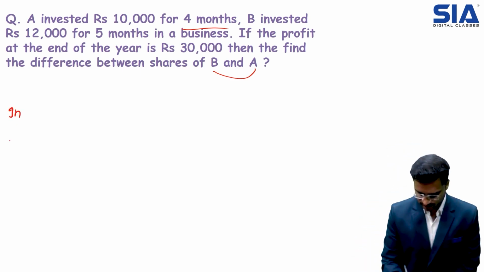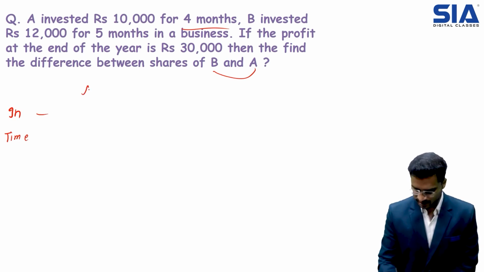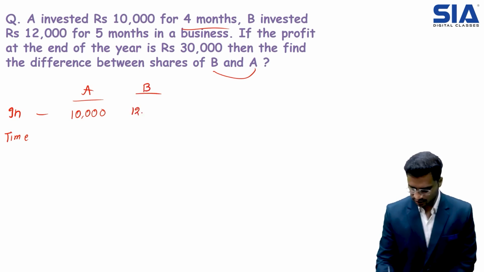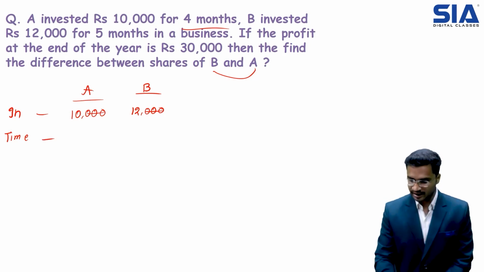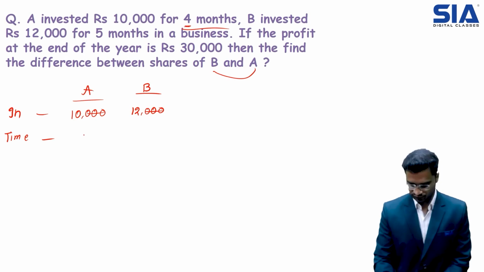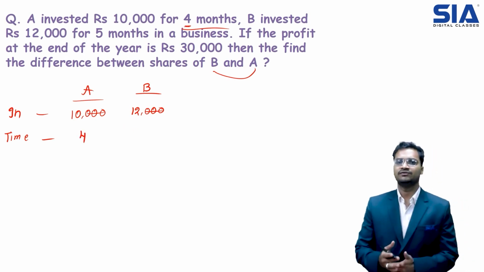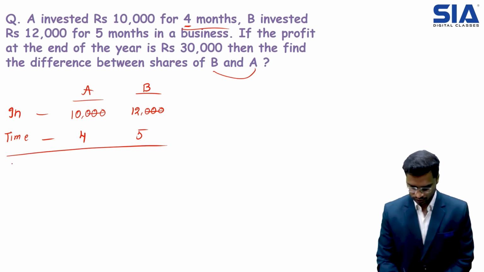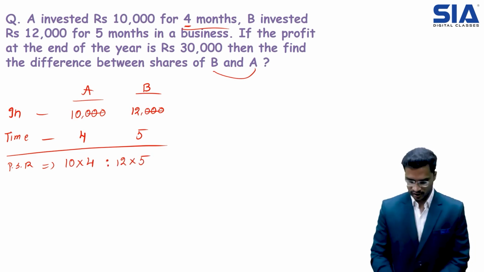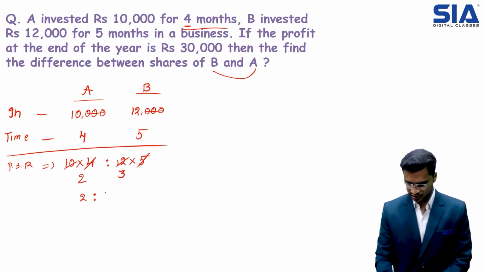So here we have the investment and the time factor. The investment of A is 10,000, and the investment of B is 12,000. After seeing this, I will be cancelling these 3 zeros right away. Then the time period: A invested for 4 months, and B invested for 5 months. So profit sharing ratio is 10 into 4 ratio 12 multiplied by 5. 4 ones are 4, 4 threes are 12, 5 ones are 5, 5 twos are 10. So our profit sharing ratio is 2 ratio 3.